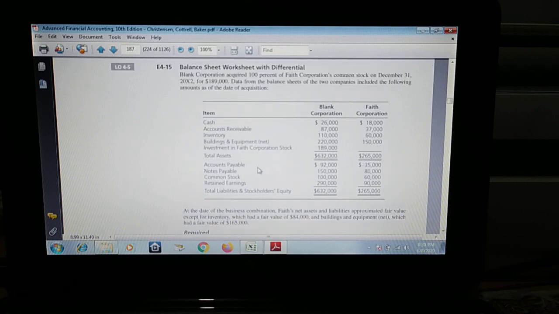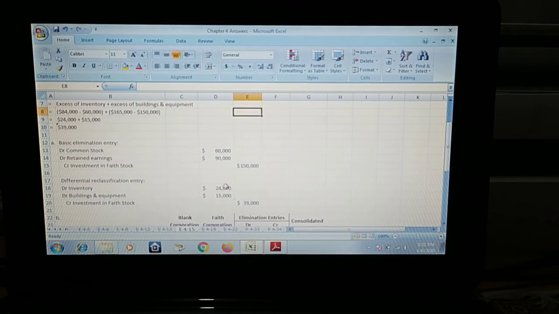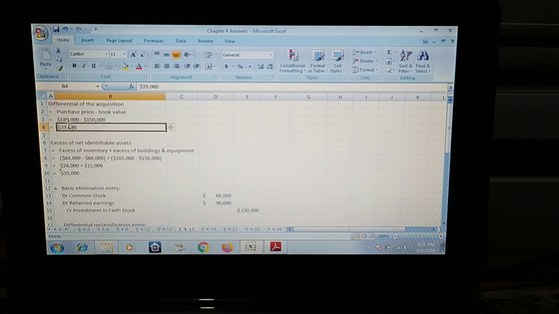Again, like the usual steps in doing the purchase more than the book value, we need to calculate first the differential, okay. So the purchase price is $189,000, okay. The book value is only $150,000, okay. You can use total asset minus the liabilities, or you just directly use the common stock and retained earnings. So the differential of the acquisition, again, purchase price minus book value, is $189,000 minus $150,000. Therefore, you will get the differential of $39,000.